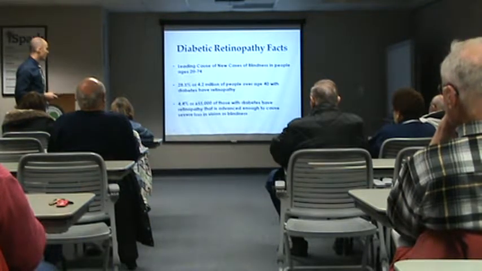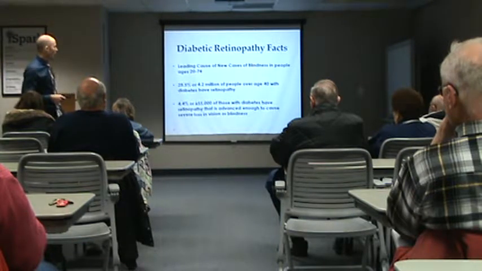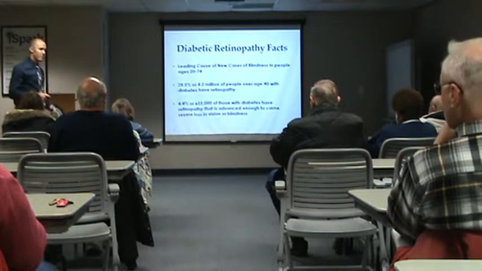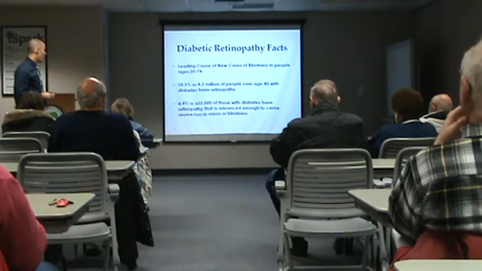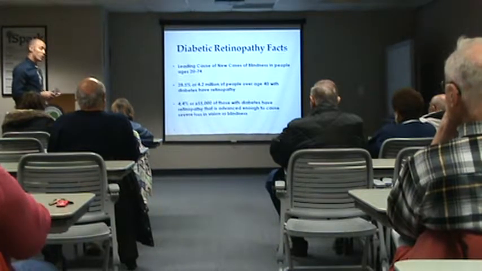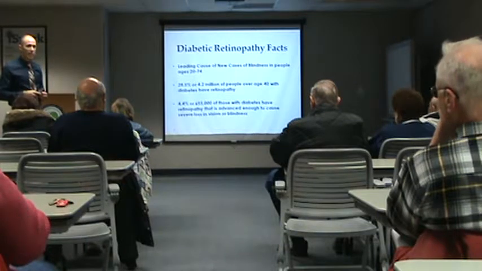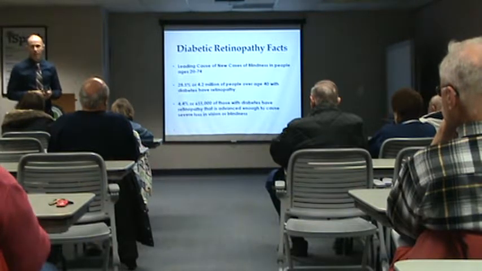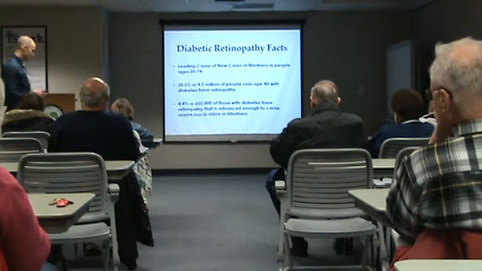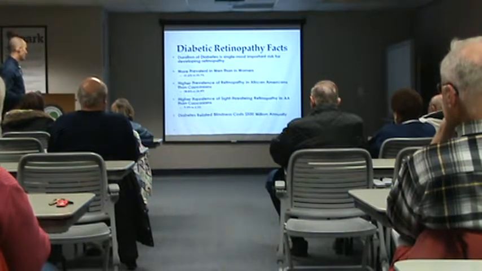So some facts about diabetic retinopathy. We'll talk about what diabetic retinopathy is here in a second, but some facts about it. It's the leading cause of new cases of blindness in people ages 20 to 74 in developed countries. So it's pretty high incidence out there. You see 28.5% of people over the age of 40 with diabetes have some level of retinopathy. 4.4% of those people with diabetes have retinopathy that's advanced far enough that they can have severe vision loss or blindness. That's a lot of people with pretty significant vision loss.